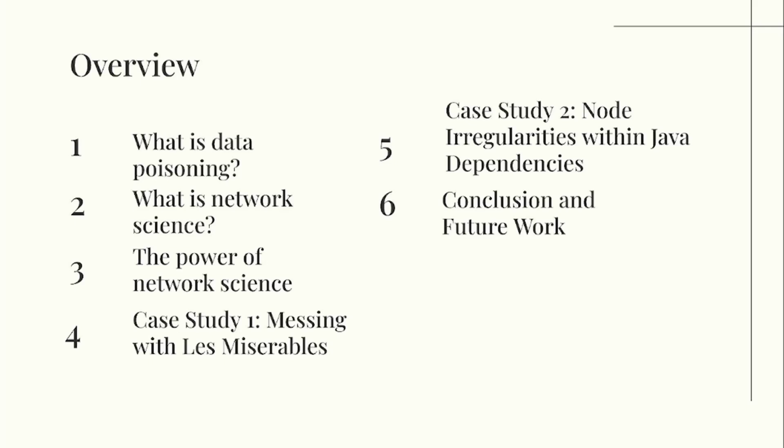So here's a quick overview of what I want to talk about today. I want to give you some background on both data poisoning and network science before we get into how we can actually use network science for threat detection, specifically for data poisoning. And then we'll look at 2 case studies that go further into applications of how we can poison networks. After that, we'll conclude, and I'll go into some more future work and refinement.